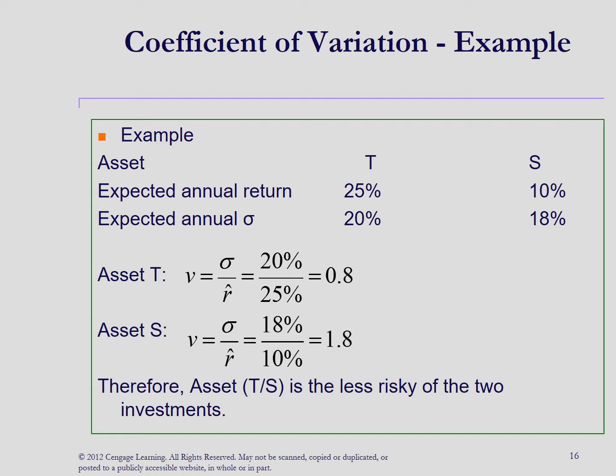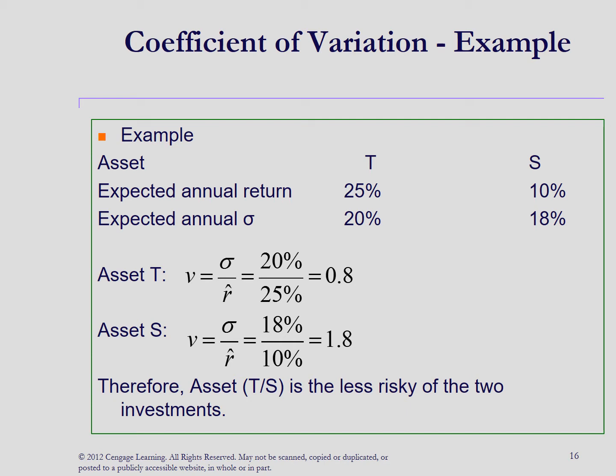For risky asset T, expected annual return is 25%. Expected annual standard deviation is 20%. For risky asset S, expected annual return is 10%. Expected annual standard deviation is 18%. Now, risky assets T and S have different expected returns. We use the relative measure of risk, the coefficient of variation, to address the riskiness of these two assets.